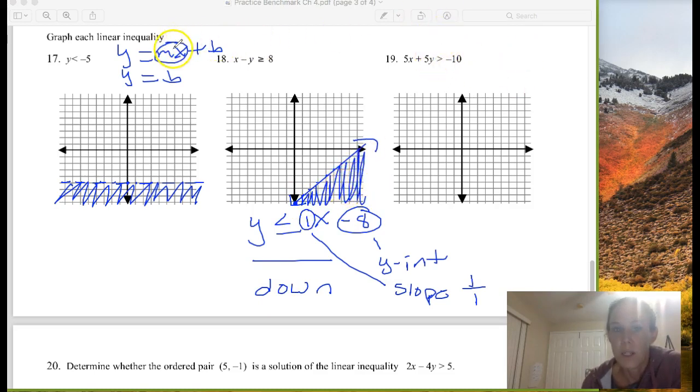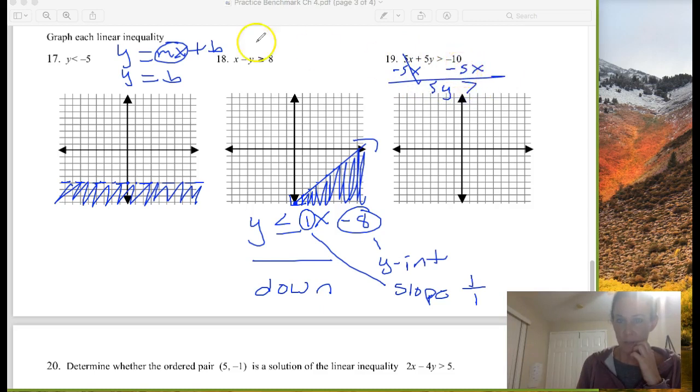Let's do this one. I want to get it in slope-intercept form, and then solid or dotted, and then shade up or down. So first, get it in slope-intercept form by solving for y. Get rid of the 5x by subtracting 5x from both sides. Then I'll have 5y is greater than, I'm going to put this first because I like my x first, negative 5x, and then minus 10. To get y by itself, I divide by 5. I did not divide by a negative, so I don't flip the sign.